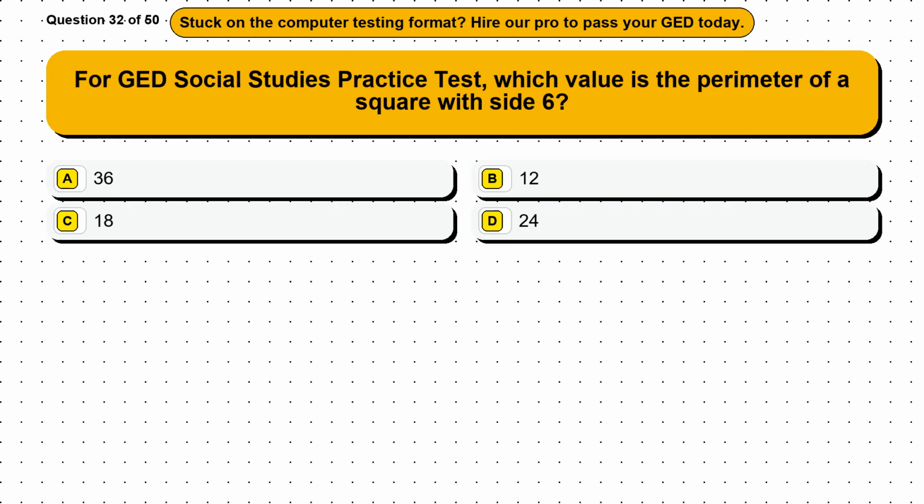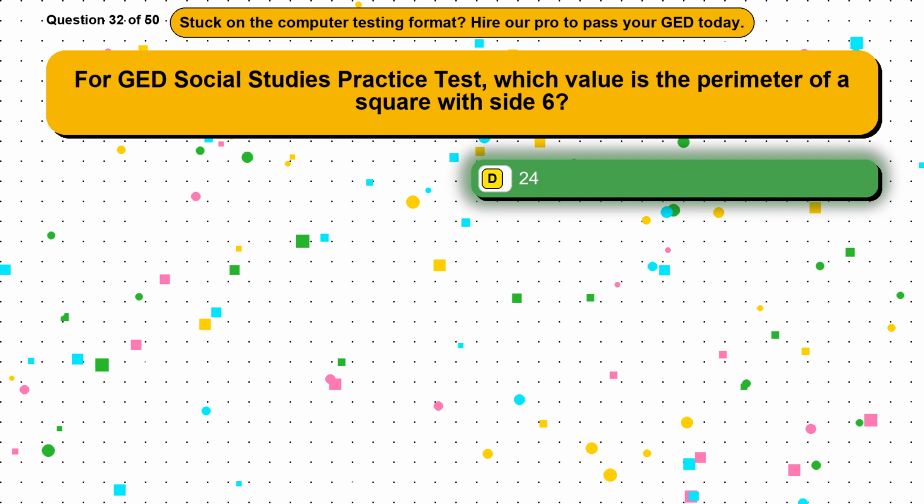Question 32. For GED Social Studies practice test, which value is the perimeter of a square with side 6? Option A, 36. Option B, 12. Option C, 18. Option D, 24. The correct answer is option D, 24.